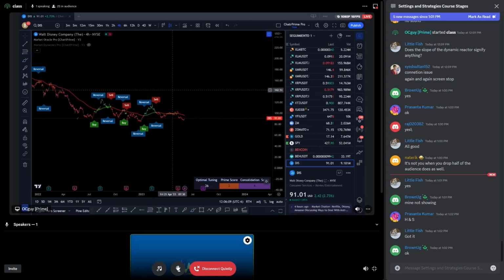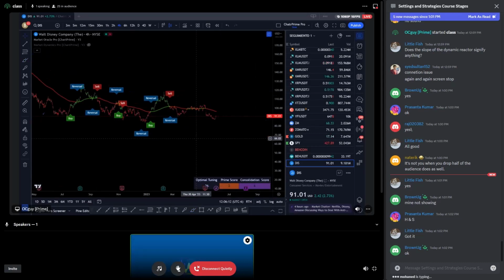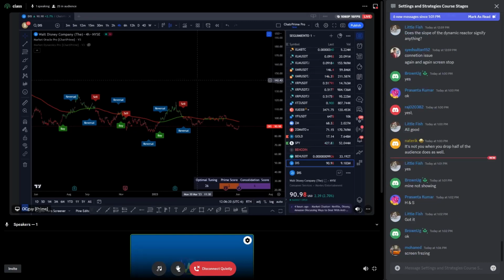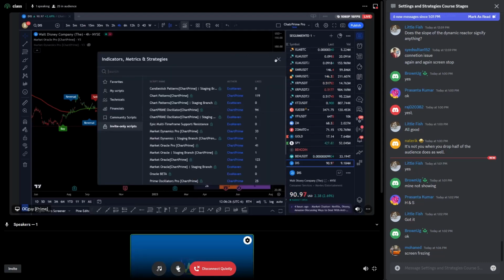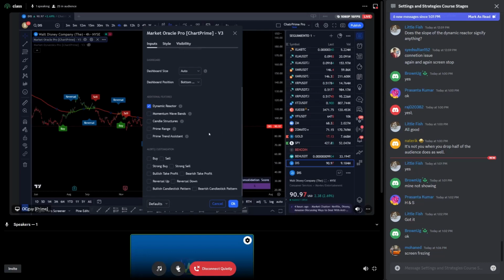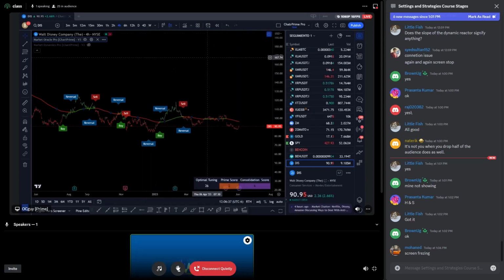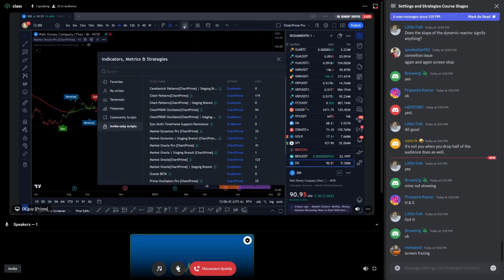All right, so now that I have my proper configuration, I'm using my dynamic reactor, I'm using my sell and buy signals. Now let's listen to Prasanta Kumar's suggestion, which he nails. For that, we're missing a couple of things, right? We are missing the prime range and prime trend assistance. But if I keep adding them in this one, I'm just going to get so flooded, and I like to see things simple. So I'm going to add another one of this indicator. Market Oracle Pro, let's do it one more time. Market Oracle Pro, click it once again, right?